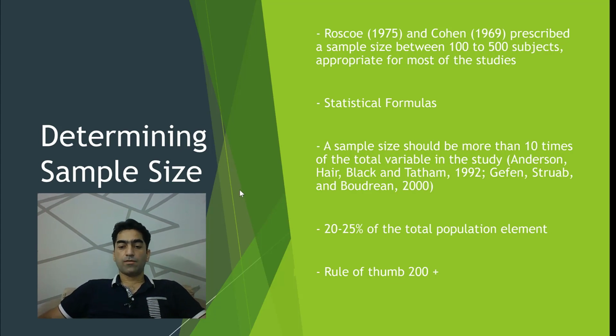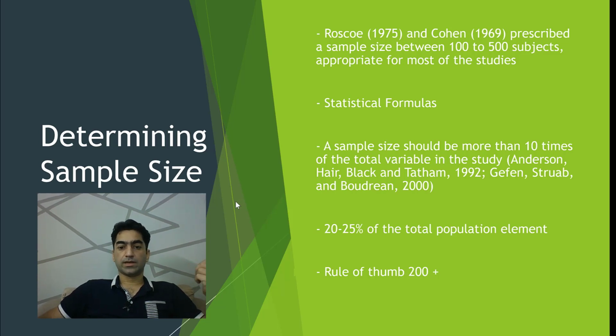Now we come over to the most important part of research design, or developing a mechanism to determine sample size. What should be the appropriate sample size? That count is important, reason being the results have to be generalized to the population. So we need to have a reasonable size of the sample.